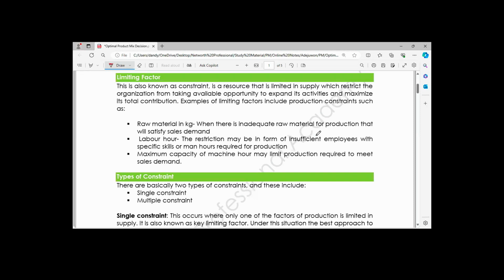So I will repeat, under single constraint, we use optimal product mix. That is, we use the key limiting factor to allocate the limited scarce resources among competing product lines. But where there are multiple constraints, we use the linear programming approach to allocate the limited scarce resources among the product lines. So these are the things that you need to understand.